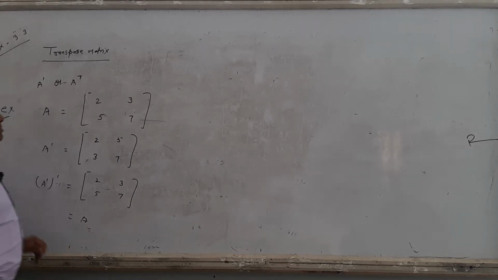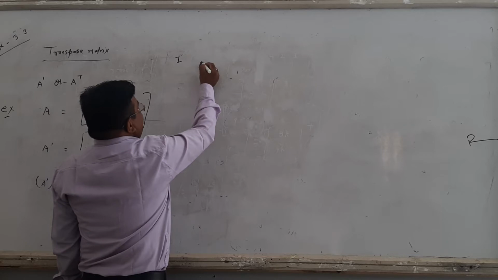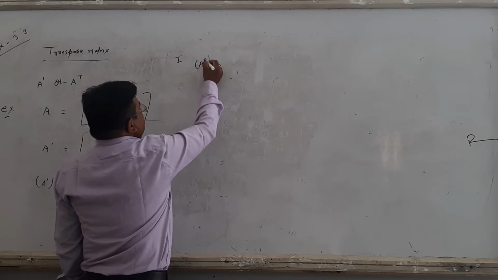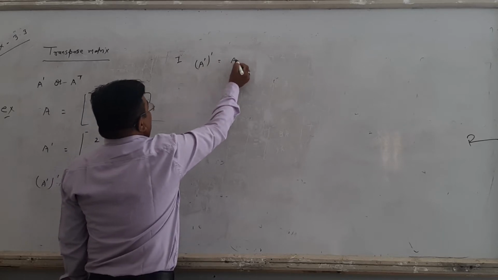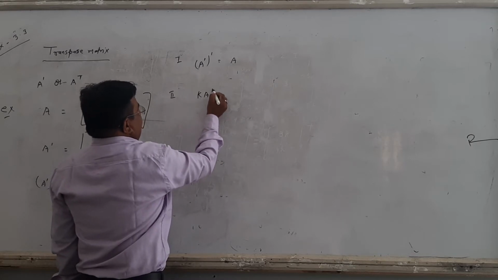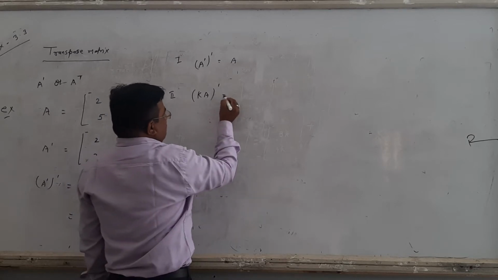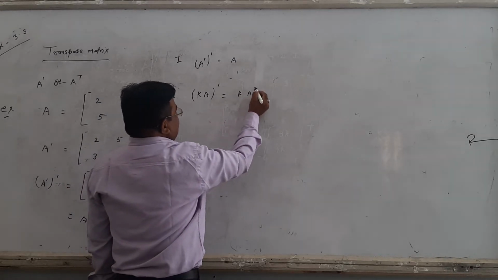Then this is equal to the given matrix. So now the properties of transpose. First property: A dash and again transpose is equal to A. Now the second property: for any constant k and a matrix A, the transpose of k times A is k times the transpose of the matrix.